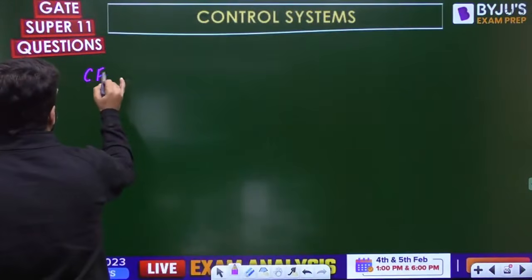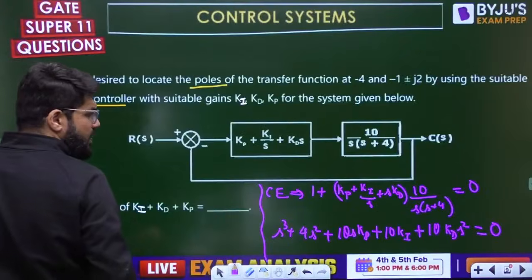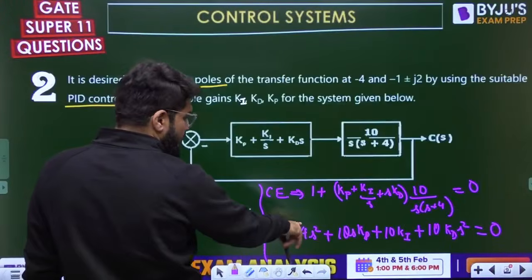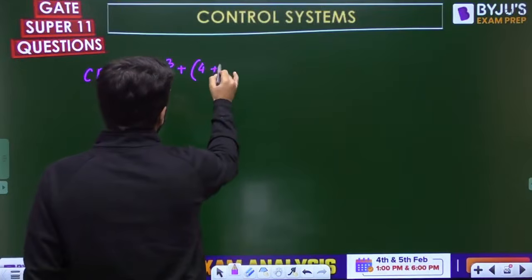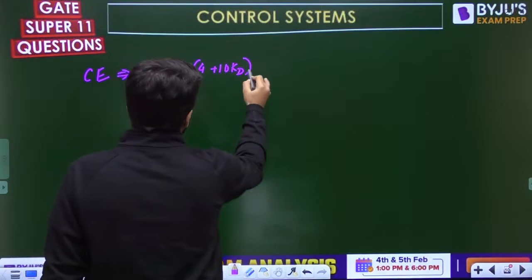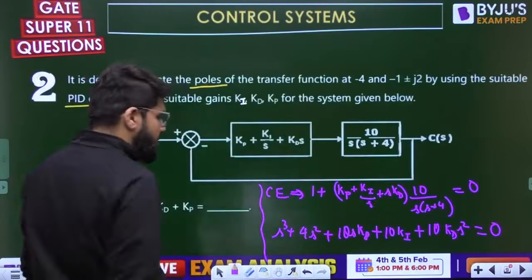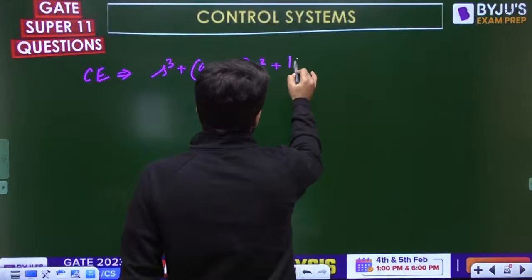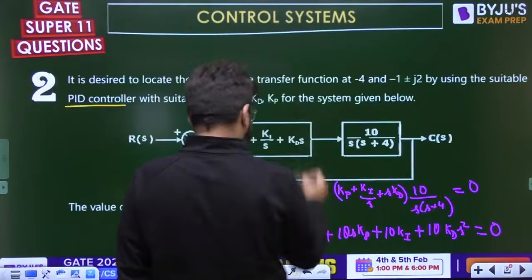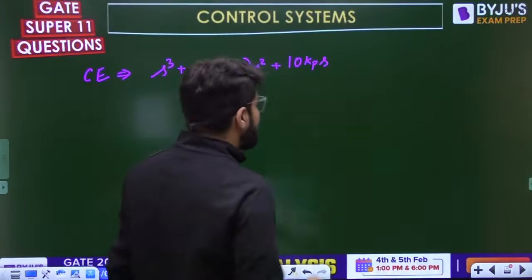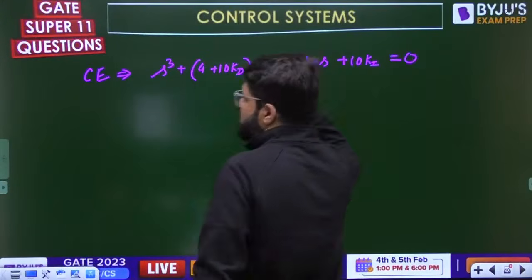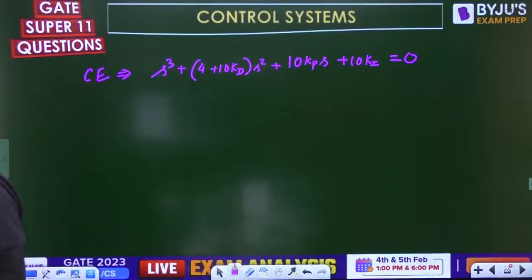So what is the final characteristic equation? S cube plus 4 S square, and the S square terms we will combine, so 4 plus 10 KD multiplied by S square, okay, plus 10 KP S, that's it, only one term of S, plus 10 KI equal to 0. This is the characteristic equation.